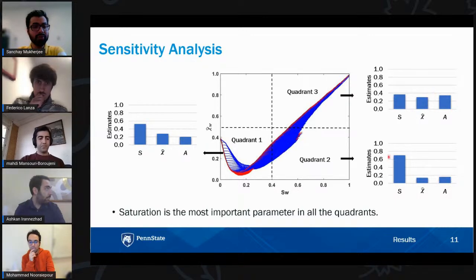In quadrant 2 particularly, the saturation is significantly more important than both connectivity and area. The high importance is likely due to the residual saturations in this region of the SX space, and thus at these residual zones, the phase saturation becomes the most important parameter.